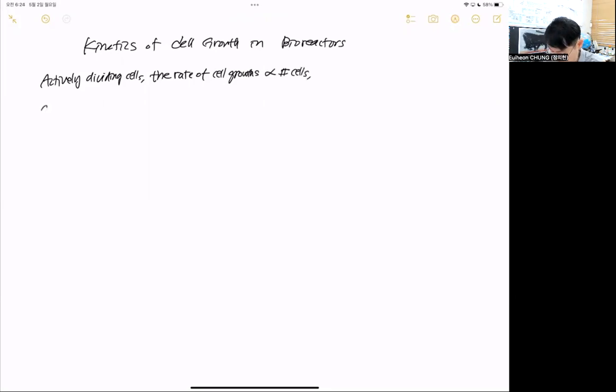So how can I describe it? Like dn/dt is proportional to n. And let's put the proportionality constant as mu. So here the n means the total number of cells, and the mu we can see is a rate constant for cell growth, or growth rate. So that means a rate constant for cell proliferation.